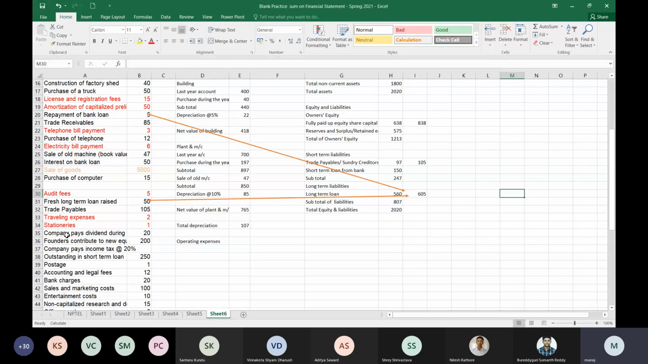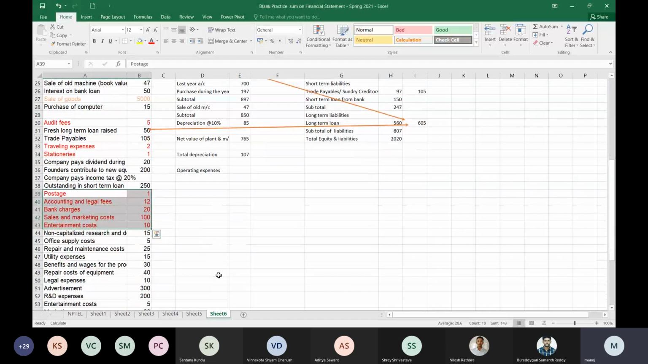Okay, now company pays dividend. Dividend comes in the profit and loss account at the end, before you estimate retained earnings. Company contributes new equity. We have already considered it here. Done. Company pays income tax at the rate of 20%. Fine. Outstanding in short-term loan, we have already populated. Postage, accounting and legal fees, bank charges, sales and marketing cost, entertainment cost. These are all operating expenses.